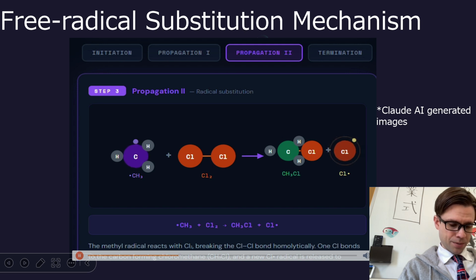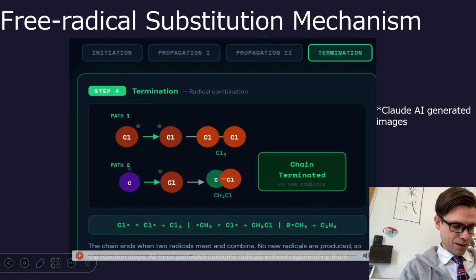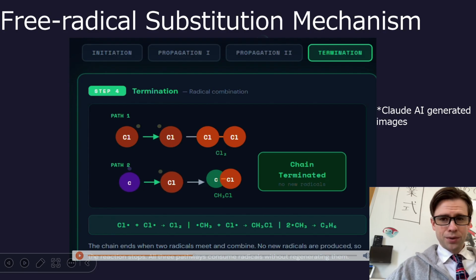What does that look like? It's what it sounds like. It's where radicals will be disappearing. So if 2 chlorine radicals happen to collide, they can make a new single bond. 2 unpaired electrons makes a pair. That will end a chain reaction of radicals.